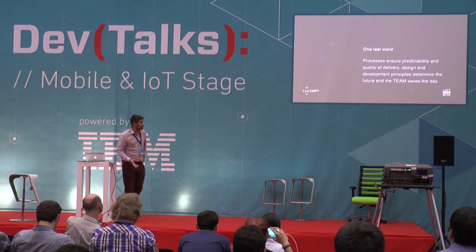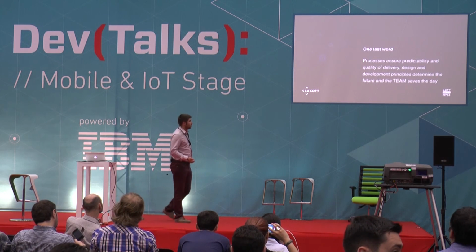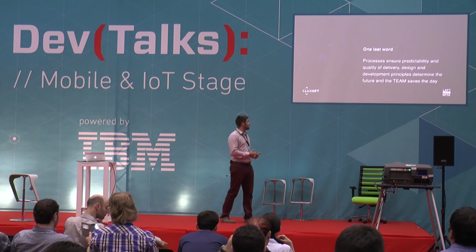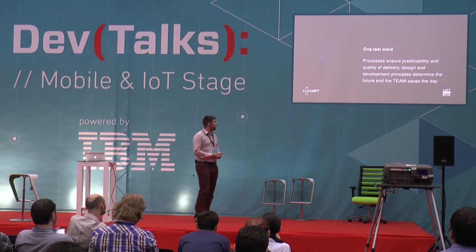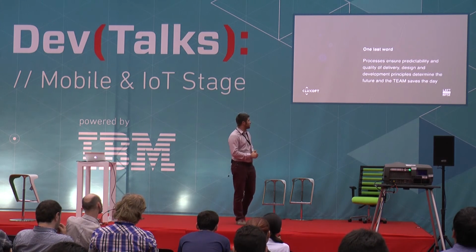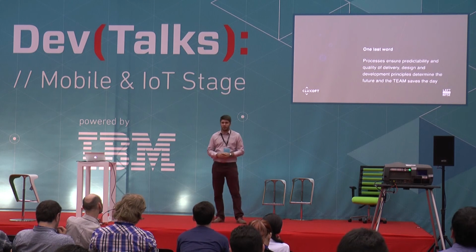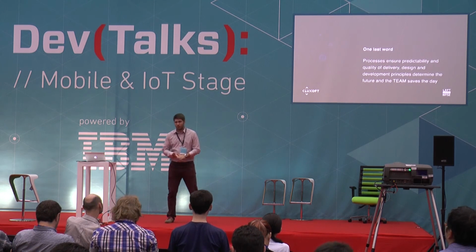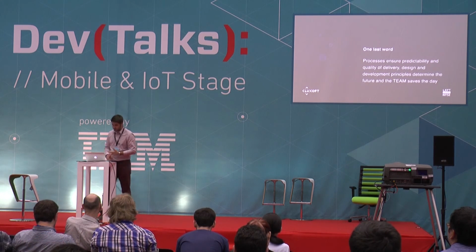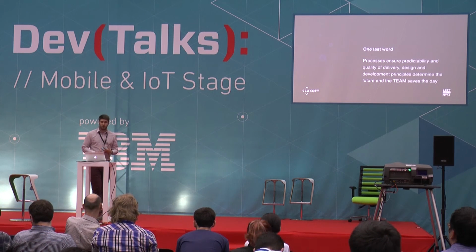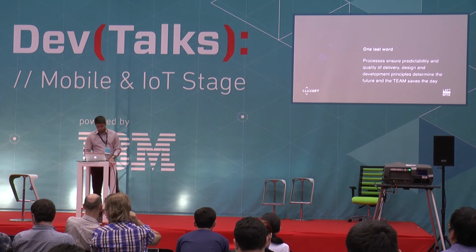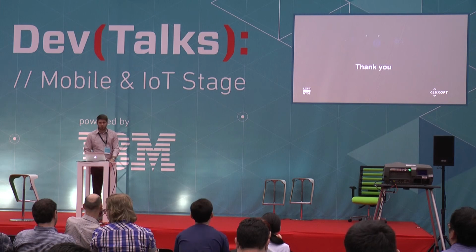And one last word would be, this is a quote that I've heard and I really liked: processes ensure predictability and the quality of delivery, design and development principles determine the future, and in the end, the team saves the day. So even if you have the best design, even if you have the best processes, and you don't have the right team, you cannot go to that end and implement it. Thank you.